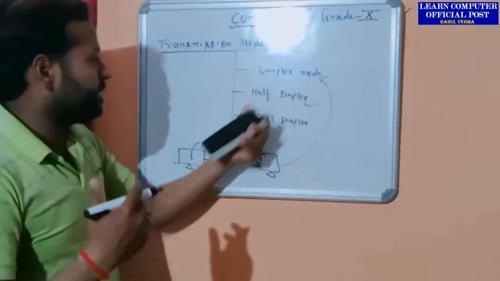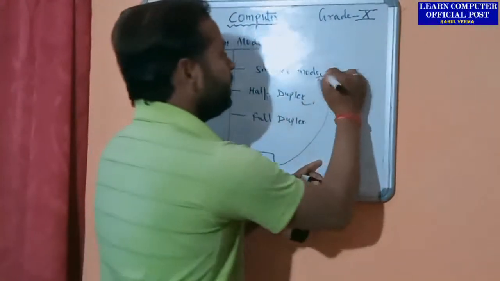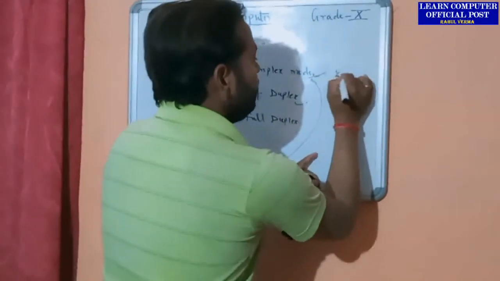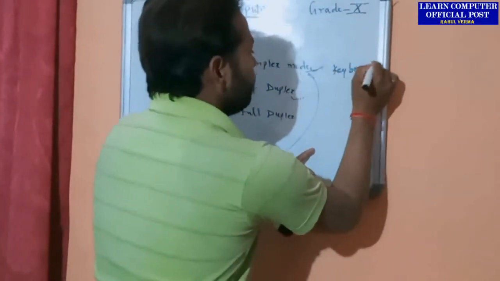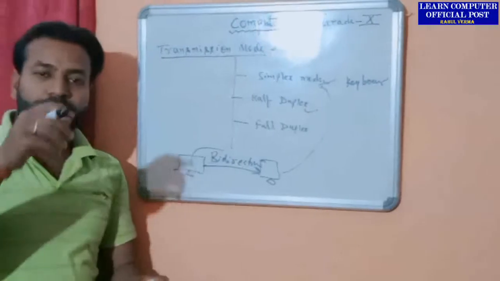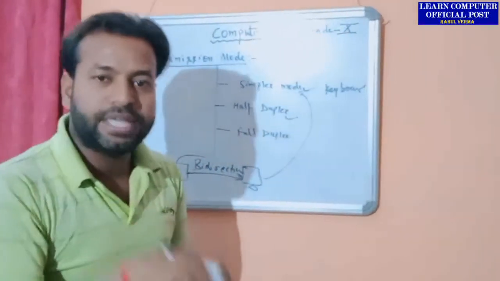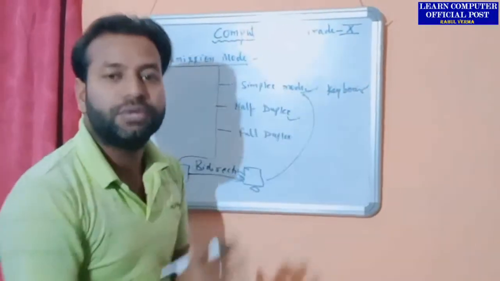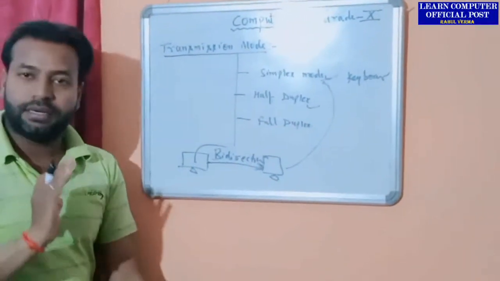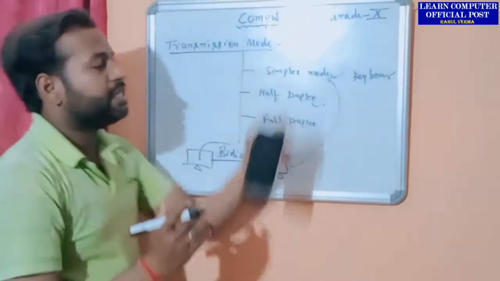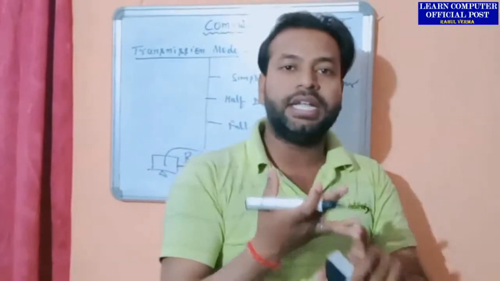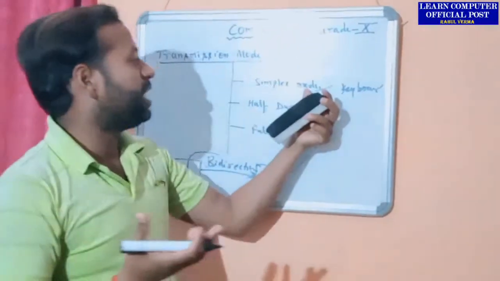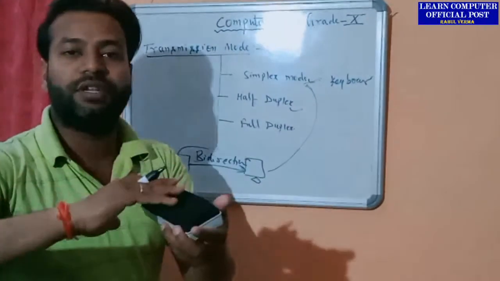For simplex, an example is the keyboard. Suppose I press any key, the key message or data will be transferred to the monitor, but the monitor cannot send back, right? Or you can say radio signal and television signal are examples of the simplex mode, where only one way communication will be there.